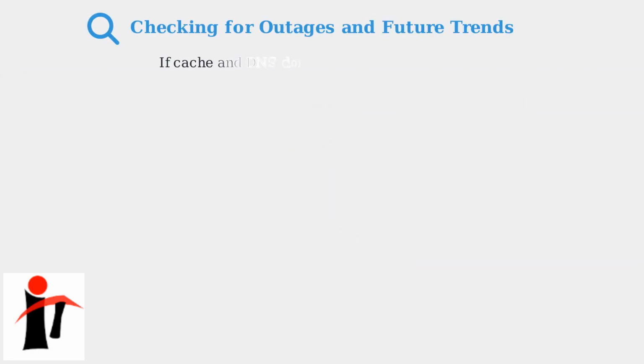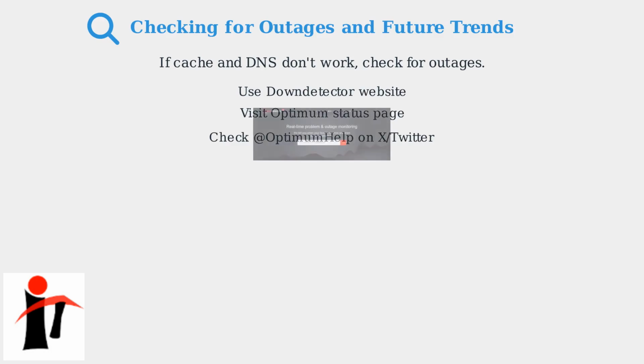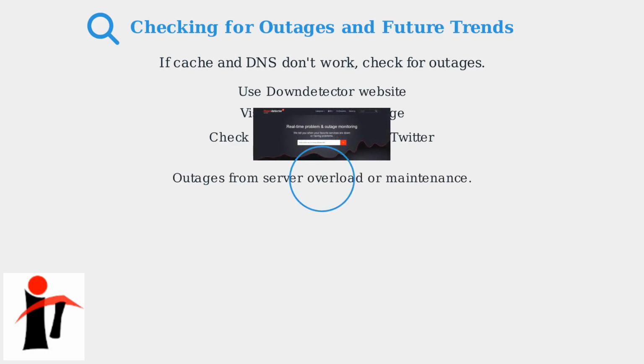If clearing your cache and checking your DNS settings doesn't fix the problem, the next step is to check for wider service outages affecting Optimum Mobile. Use websites like Down Detector, visit the Optimum status page, or check Optimum's social media channels like @OptimumHelp on Twitter for real-time updates. Keep in mind that outages often stem from server overloads or maintenance, which are normally resolved by Optimum.